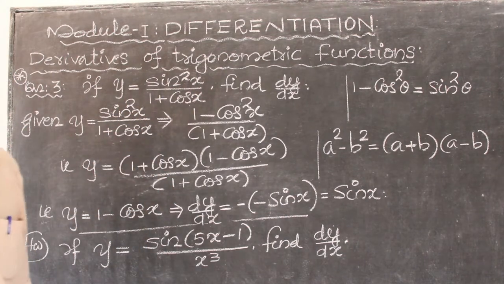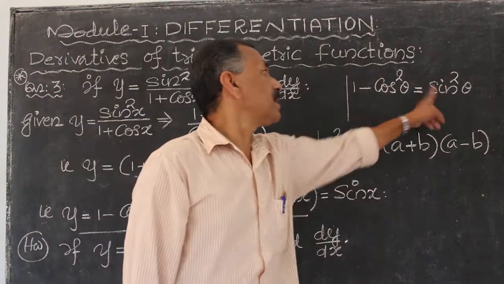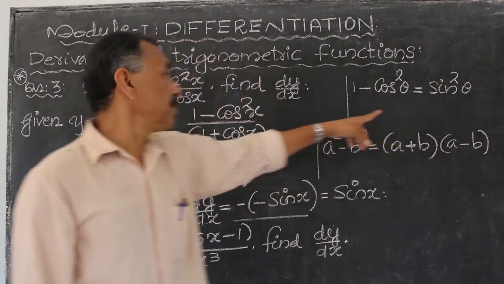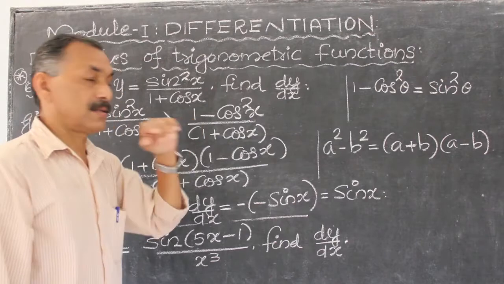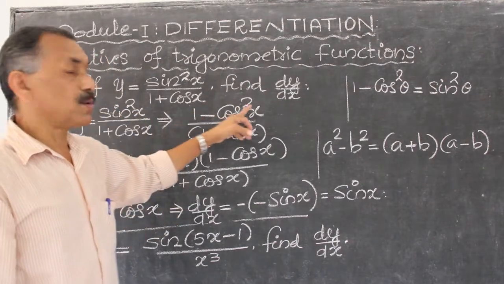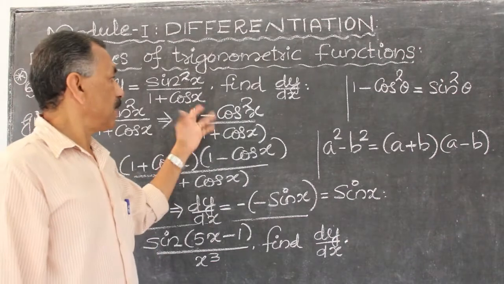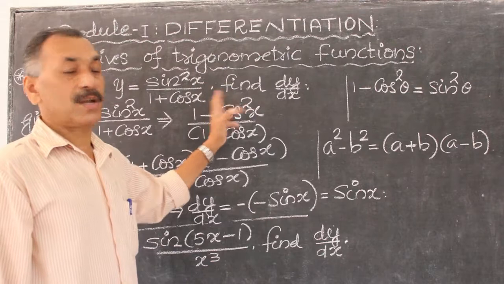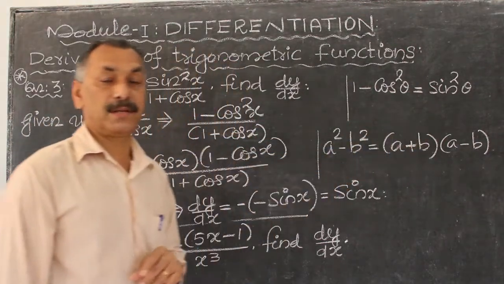What is sin square theta? Sin square theta plus cos square theta is equal to 1. Therefore sin square theta is equal to 1 minus cos square theta, or sin square x is equal to 1 minus cos square x divided by 1 plus cos x. 1 minus cos square x means 1 square minus cos square x. A square minus b square, then what is a square minus b square? A plus b into a minus b.